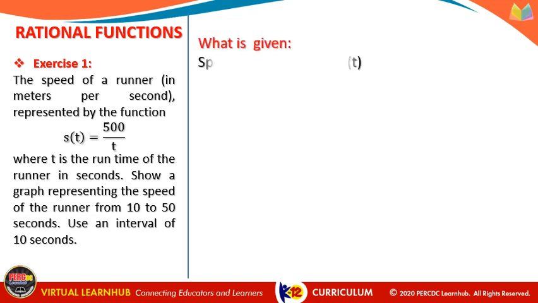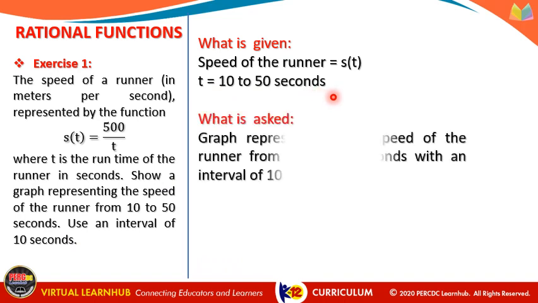What is given? Alam natin na ang speed of the runner will be represented by the function s of t, which is equal to 500 over t. Now, what is t? T is the time in seconds. At sabi, i-graph natin yung ating function from time of 10 to 50 seconds. What is asked? Sabi, gawa daw tayo ng graph representing the speed of the runner from 10 to 50 seconds with an interval of 10 seconds.